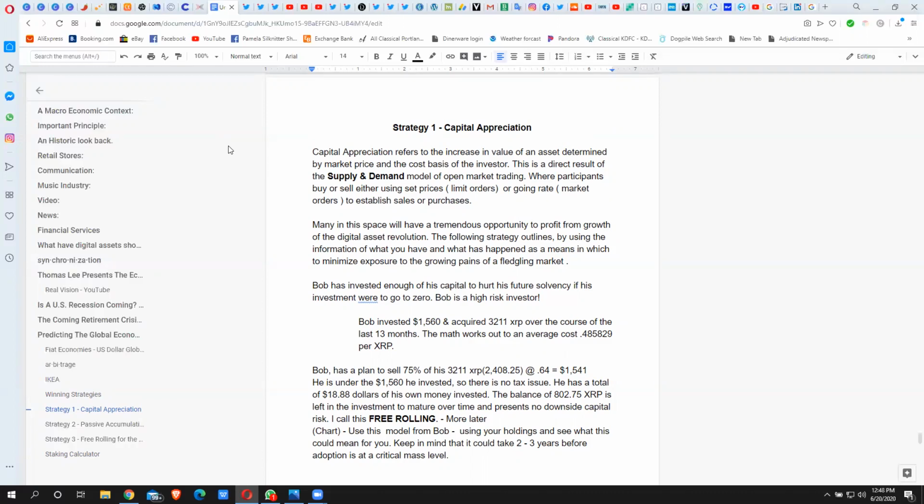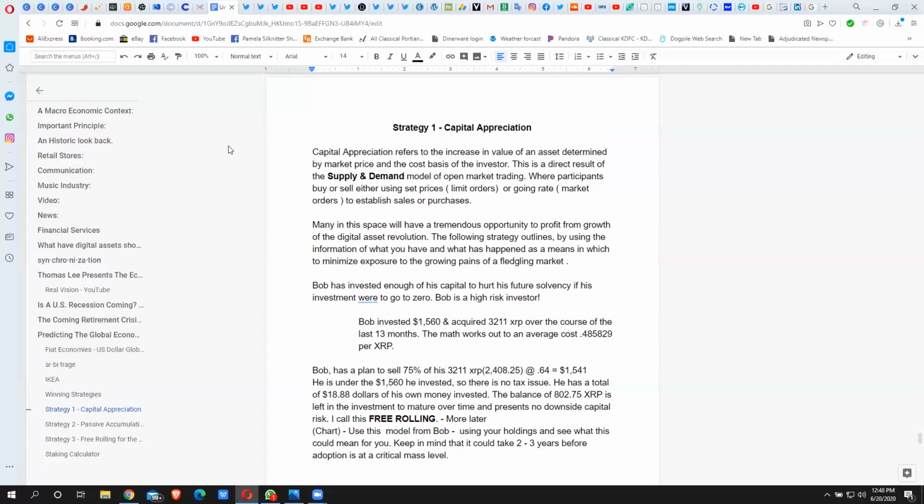Many in this space will have a tremendous opportunity to profit from growth of the digital asset revolution. The following strategy outlines, by using the information of what you have and what has happened, a means in which to minimize exposure to the growing pains of a fledgling market. I'm going to use Bob as an example here. Bob has invested enough of his capital to hurt his future solvency if his investment were to go to zero. Bob is what we would call a high-risk investor.